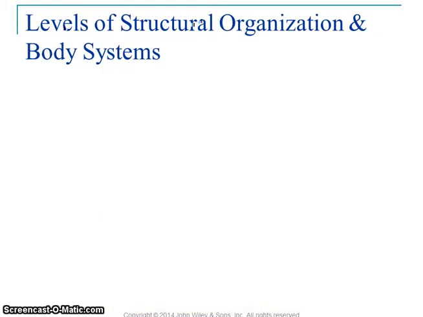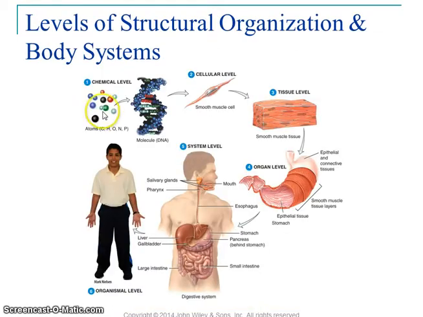Okay, now let's look at the levels of structural organization. Okay, so let's look at the chemical level. Chemical level is the smallest. It's made out of atoms. We'll look at that in Chapter 2. Those come together to make molecules, like DNA is shown here, otherwise sugars, lipids, fats. We'll look at the inorganic: water, acids, bases, salts.